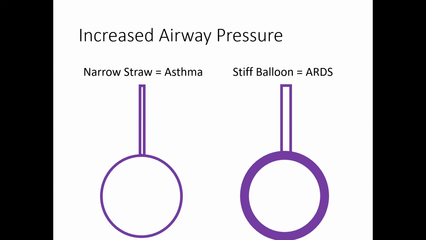The second reason your patient may end up with increased airway pressures is if the patient has very stiff lungs. Think of a stiff balloon, or ARDS. That pressure is going to be needed to overcome the elastance of the alveoli. If you've got a stiff balloon, you're going to need to push air using more pressure to achieve the same volume. So again, with increased airway pressures, think of a narrow straw, asthma, or a stiff balloon, ARDS.